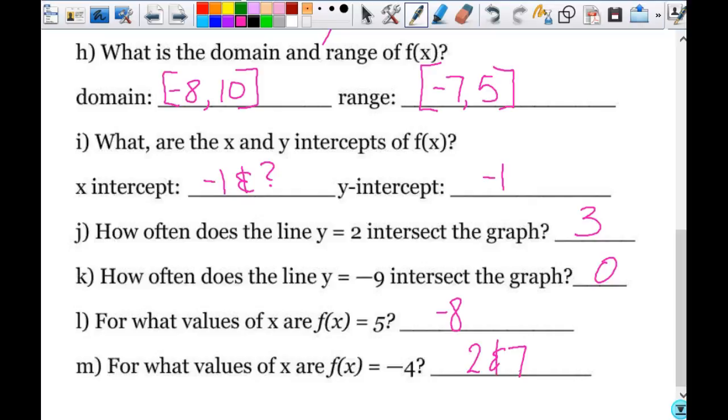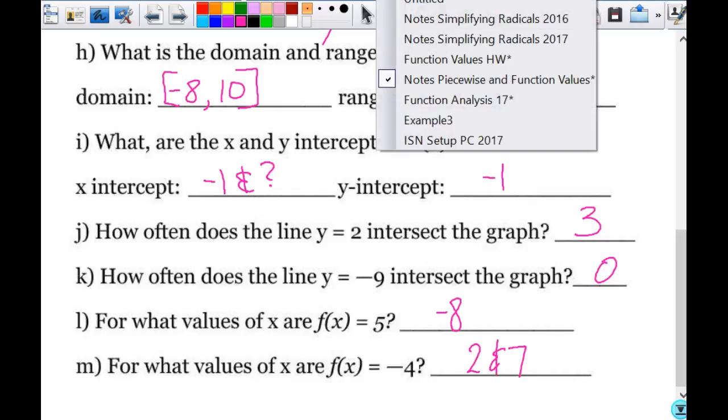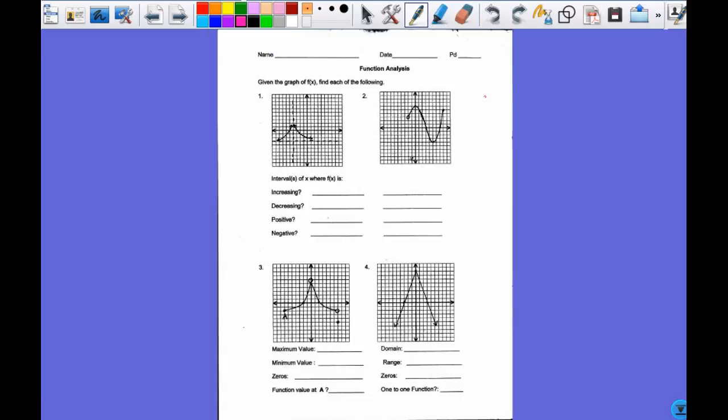All right. So let's see. We don't have time to do them all. We'll just do a couple. What is this called? Function analysis.